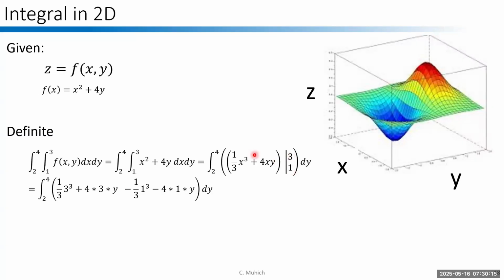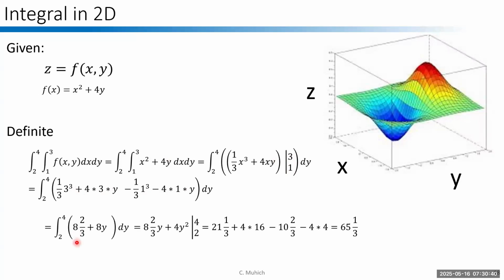Okay, so what does that equal? I have 1/3 3 cubed plus 4 times 3 times y minus 1/3 1 cubed minus 4 times 1 times y. Right? So I can take all of these, and we'll notice that now x is integrated out. After I do these substitutions, x no longer appears. I'm left with 8 2/3 plus 8y. So now I'm just taking the integral from 2 to 4 of 8 2/3 plus 8y with respect to y.